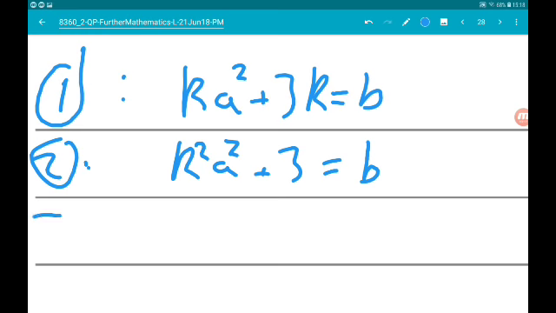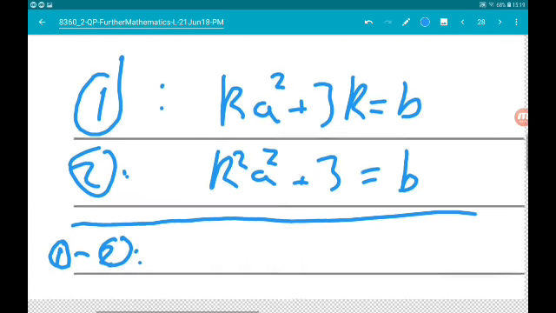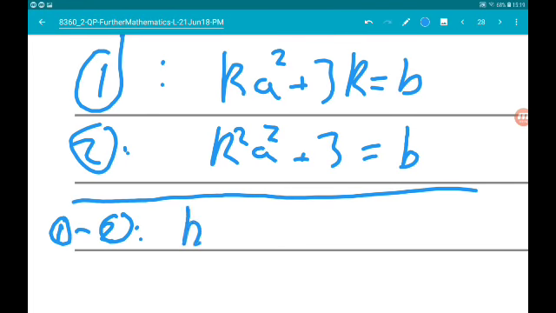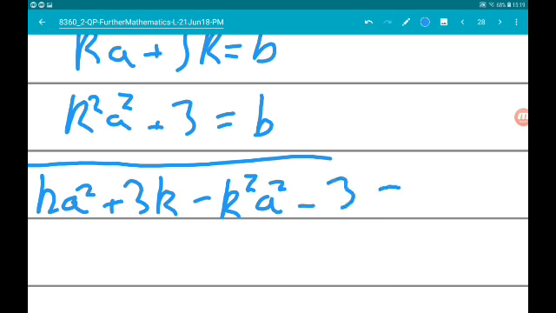So let's do 1 minus 2. So that's going to give us K A squared add 3K minus K squared A squared minus 3 is equal to 0. Now what we need to do, because we want an expression for A in terms of K, we need to make A the subject.